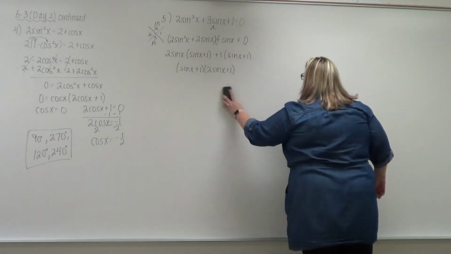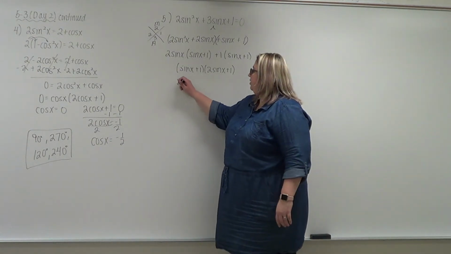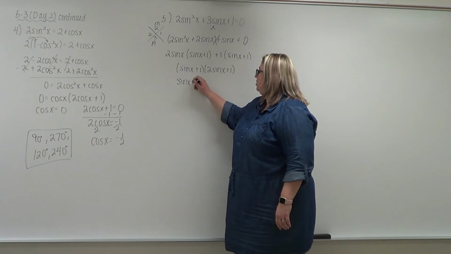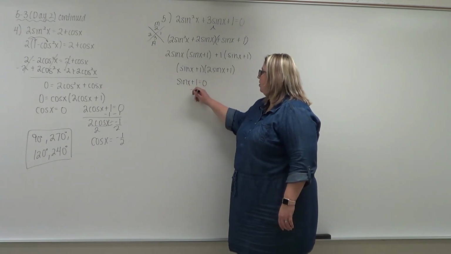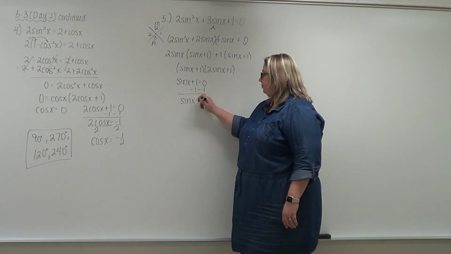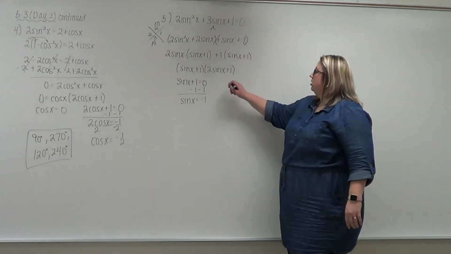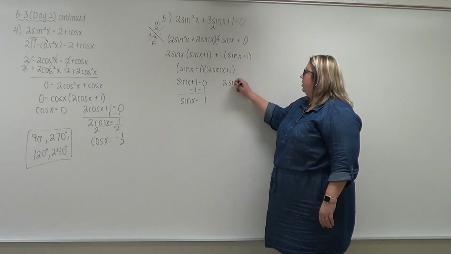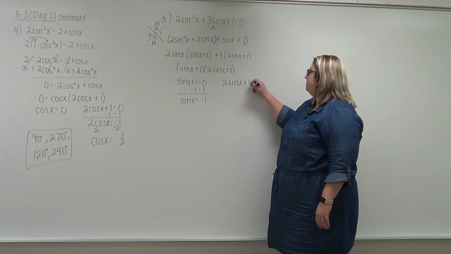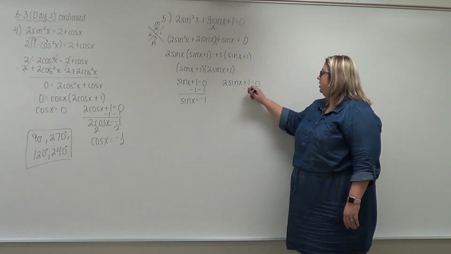Sine equal to 0, good. So we're going to find, first one, I would subtract 1. So I'm going to find where sine is negative 1. Second one, how would I solve the second equation? Subtract 1, divided by 2. Good.